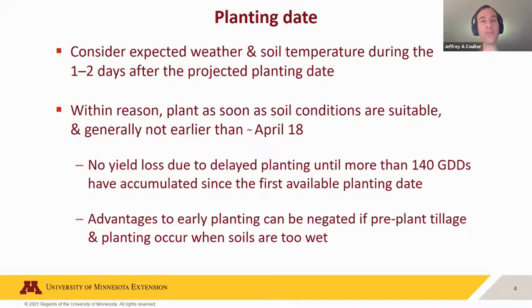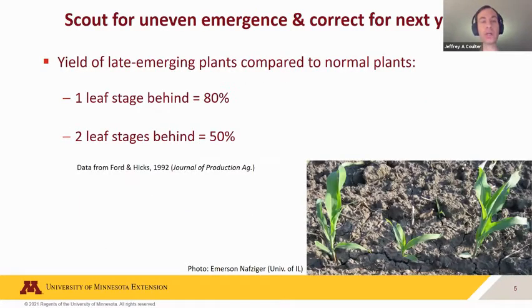Another thing to look out for is uneven emergence. For corn, it's very important for all of the plants to emerge at the same time. If we have unevenness in emergence, that's going to affect yield. A plant that is one leaf stage behind the other plants is only going to yield about 80% of what it normally would. In comparison, a plant that is very late to emerge and ends up being two leaf stages behind the other plants early in the season will only yield about half of what it normally would.